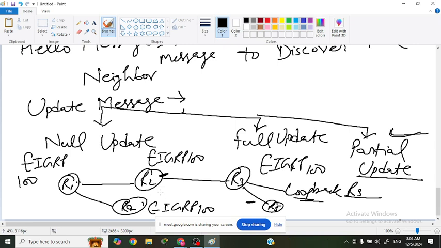R3 will not send the entire routing table because it has already sent the information of this link in its routing table to R2. R3 will only send the partial information, whatever is newly added in its routing table, either this loopback or this router's prefix. So this will be called the partial update. Guys, is partial update clear for everyone?